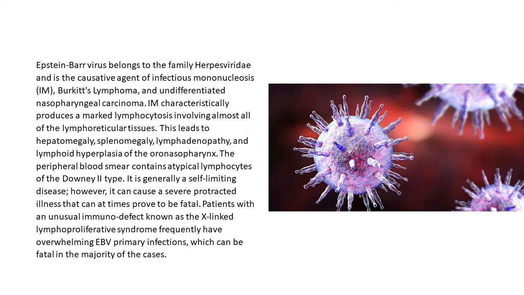and undifferentiated nasopharyngeal carcinoma. Infectious mononucleosis characteristically produces a marked lymphocytosis involving almost all of the lymphoarticular tissues. This leads to hepatomegaly, splenomegaly, lymphadenopathy, and lymphoid hyperplasia of the oronasopharynx. The peripheral blood smear contains atypical lymphocytes of the Downey 2 type.